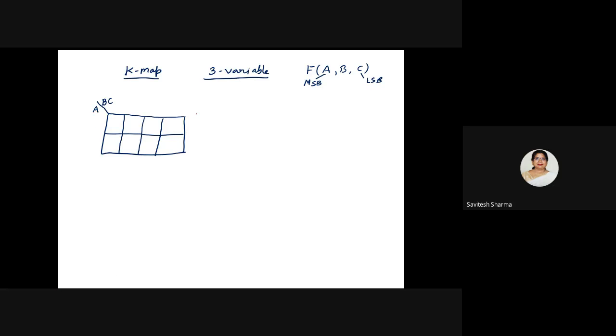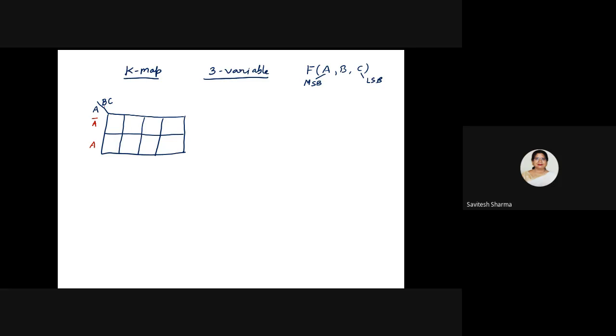As you know, if the variable is 1, how many combinations are there? For one variable, there are 2 combinations only. So for A, which is one variable, you will write the combination. If it is 0, you will write A complement, otherwise A. You can write 0 or 1 also, no problem. I will show you how to draw the K-map. If A is written here, you will write A complement and then A.